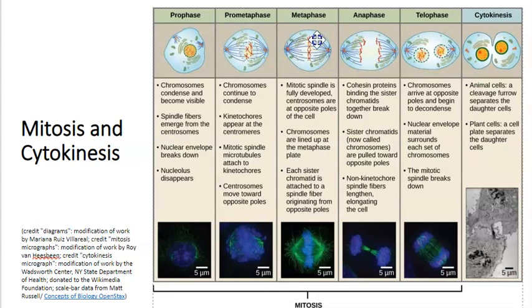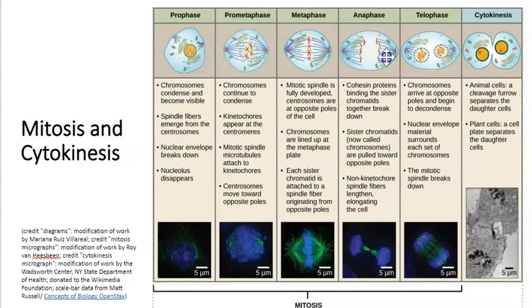At this point, each sister chromatid, remember that our chromosomes in the duplicated state are each made up of two sister chromatids, is going to be attached to the mitotic spindle. That's important because when we get to anaphase, that's what allows those sister chromatids to eventually be pulled apart. During anaphase, you can see here that the sister chromatids are pulled apart and towards the opposite poles of the cell.